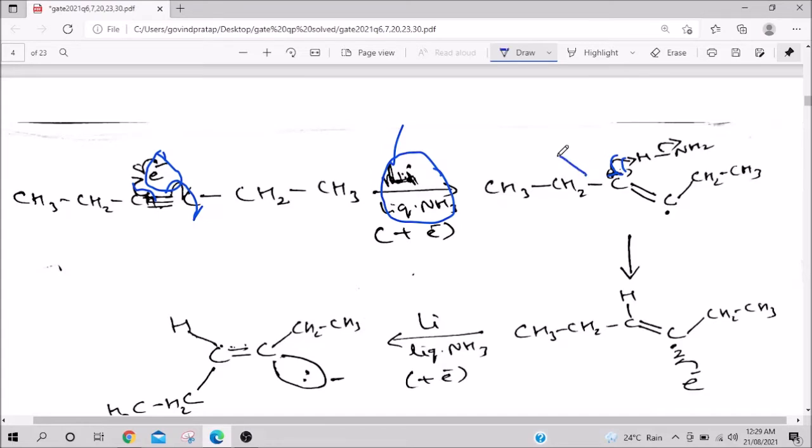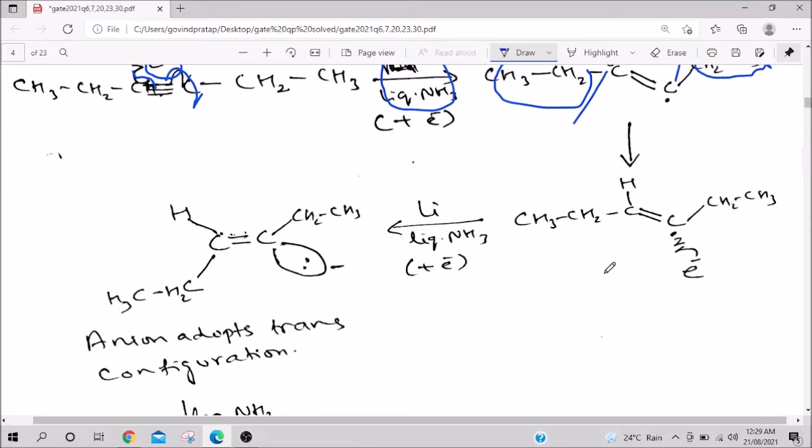Why? So that this alkyl group and this alkyl group remain far away from each other. They are not on the same side. You know, this is on the down and this is on the top. Then it again takes an electron, you get a negative charge. Now this negative charge, you see this, it takes another electron and the anion adopts trans configuration.